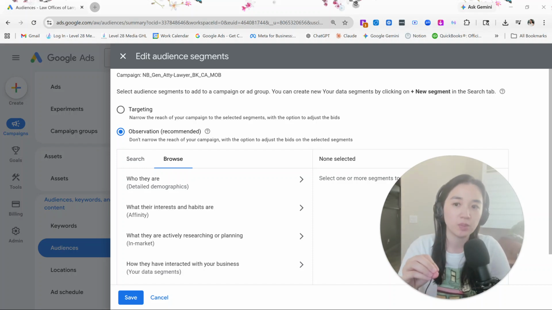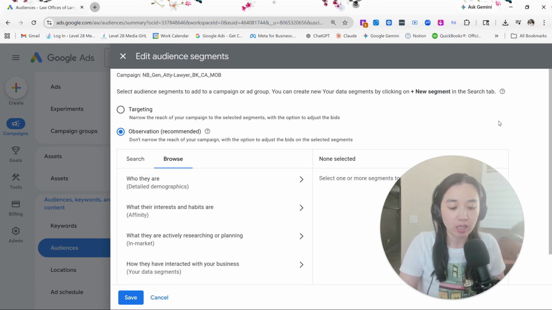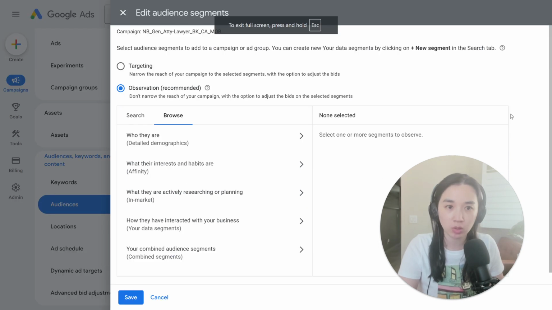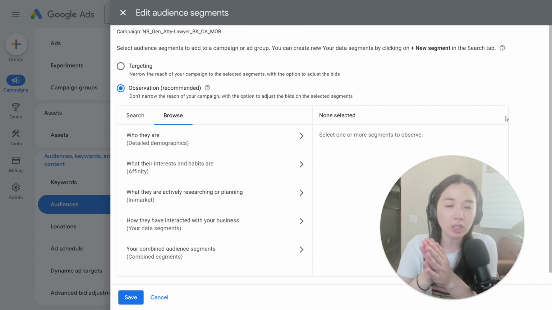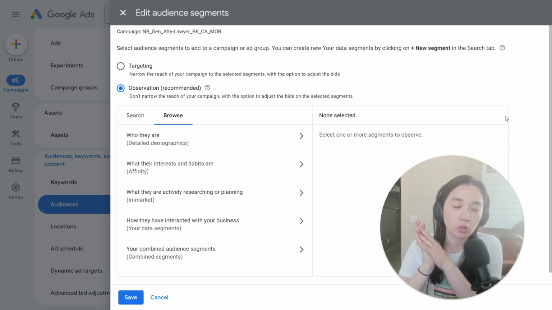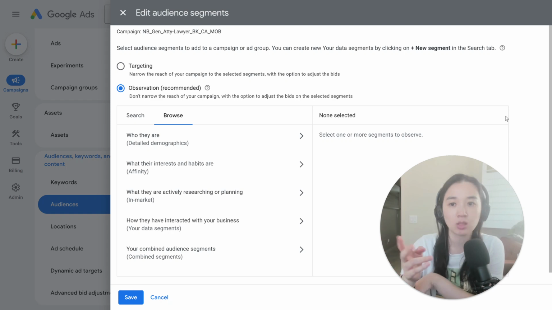What is the difference between targeting and observation in Google Ads? In this episode, I'm going to be diving into the key differences between these two options within Google Ads and when you should use either one. So, targeting and observation are two different settings that you can apply to given audiences on your campaigns. So let me explain the difference between the two and when I would recommend you use either one.